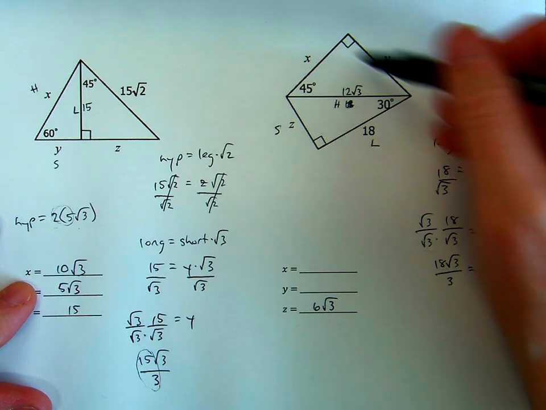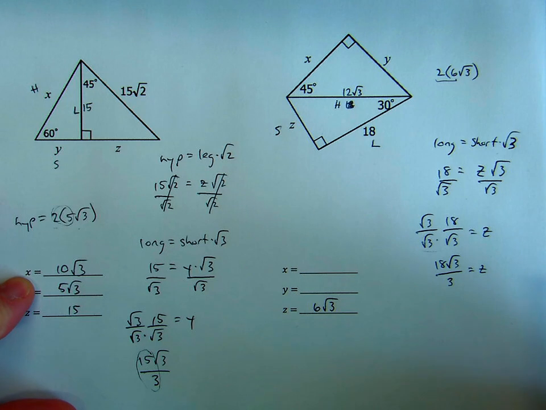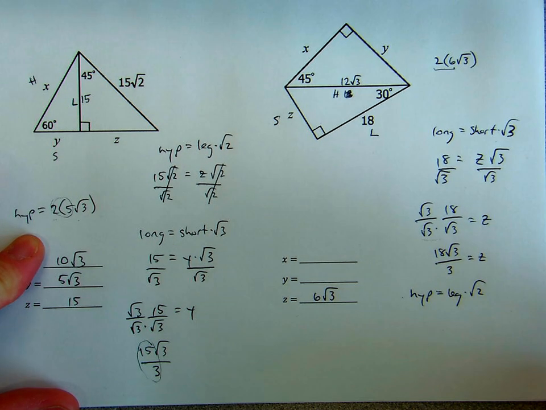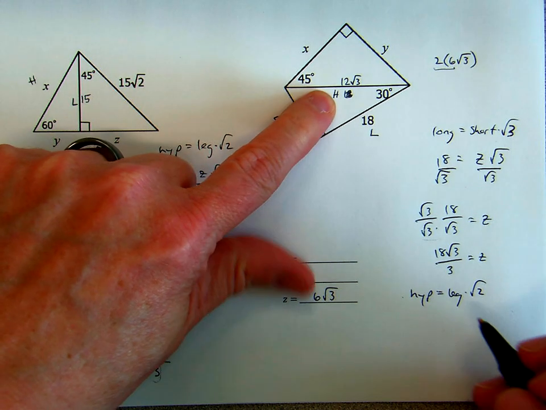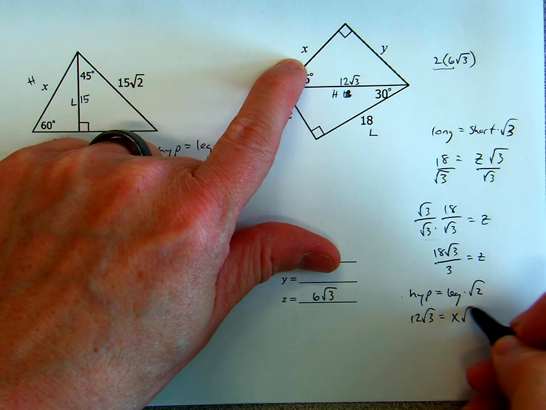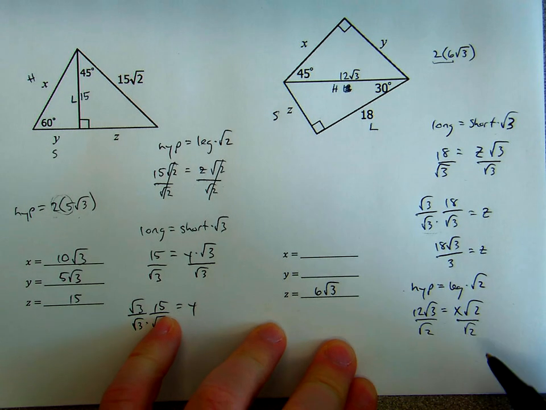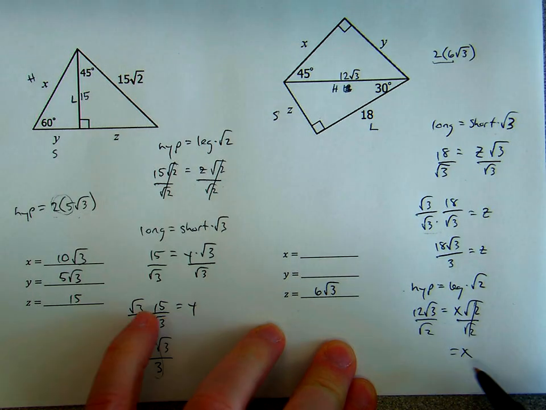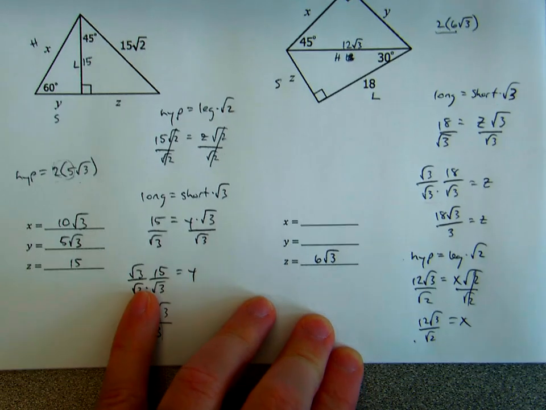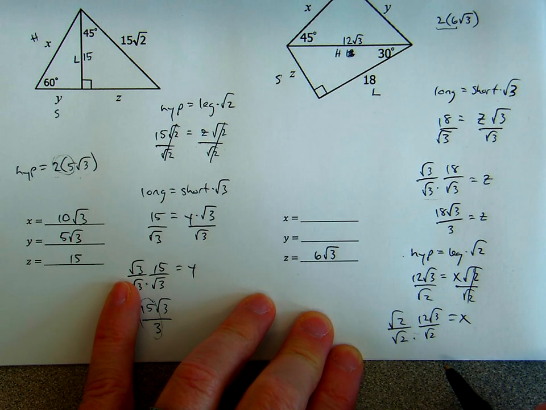Now, in a 45, 45, 90, x and y are going to be the same, and we need to relate that to its hypotenuse. So the hypotenuse is the leg times square root of 2. In this case, the hypotenuse is 12 square root of 3. The leg, I'll just pick one, is x, right? If I divide, this gives me x on its own, but I need to rationalize, right? So if I multiply top and bottom by square root of 2, the 2's will cancel, right?